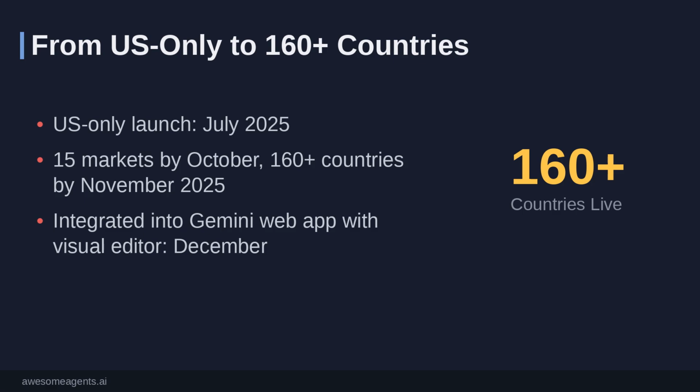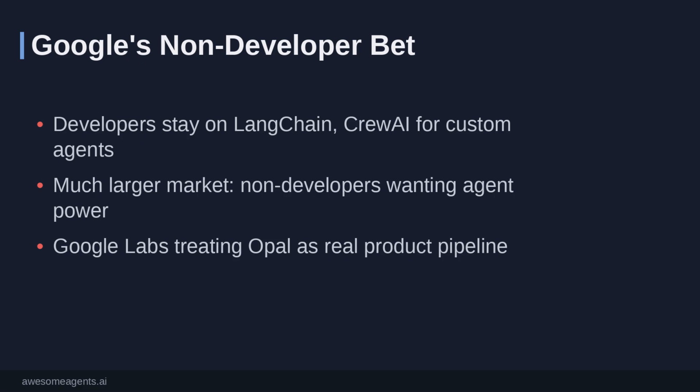What about the broader picture here? Opal has been expanding pretty aggressively. It launched US only in July 2025, hit 15 markets by October, went global across 160 plus countries by November. They integrated it into the Gemini web app in December. So Google Labs is treating this like a real product pipeline, not just an experiment.